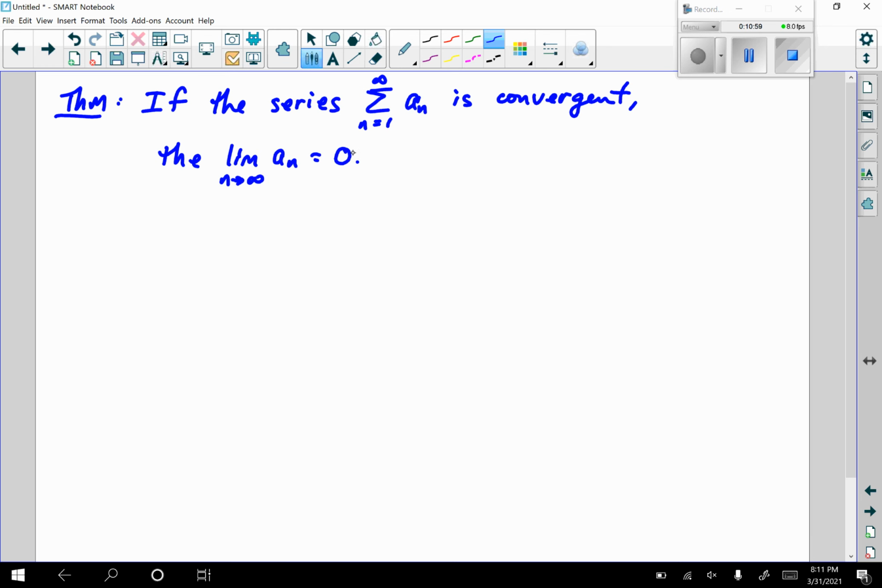Now this doesn't work the other way around. Just because a limit might be 0 doesn't mean the series is convergent, and that harmonic series is a prime example. So in other words, this is saying the sequence of the terms must go to 0. If they don't, then there's no way the sum will be finite.